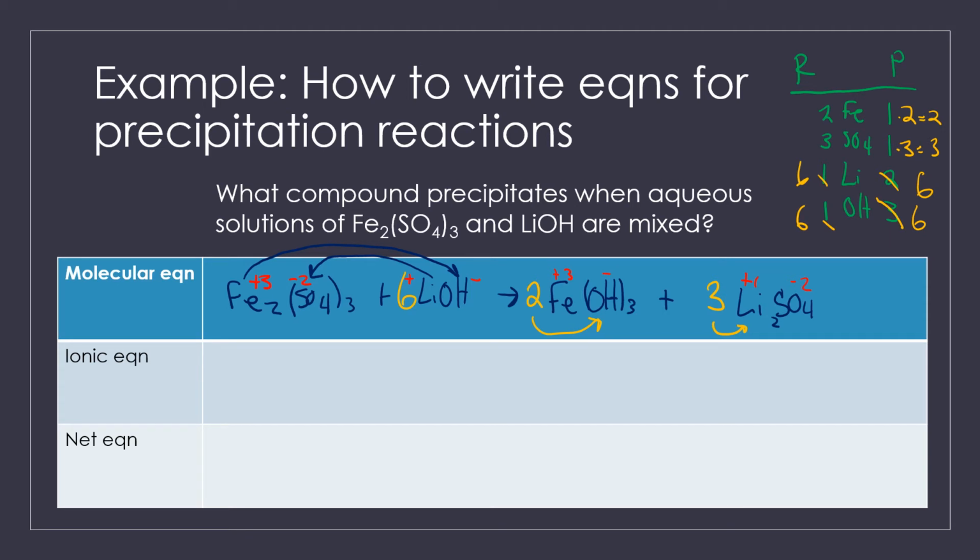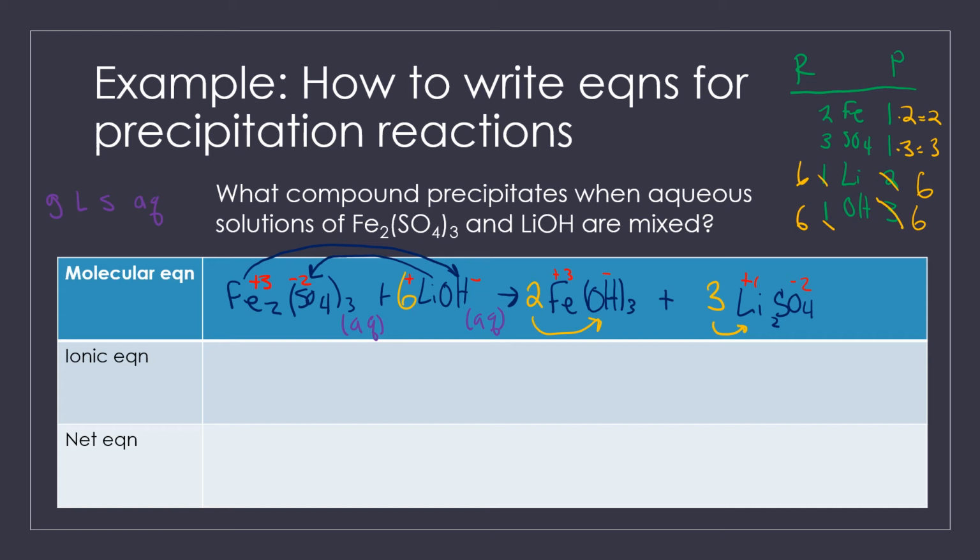We have predicted our products, but we are still missing something really, really important. And that is our states. Okay, states are very important for precipitation reactions. It's pretty much the only time I make you guys really pay attention to the states. And let's just remember really quickly that there are 4 states that something can be. You can be a gas, a liquid, a solid, or aqueous. We are going to be dealing almost entirely with aqueous and solid for these.